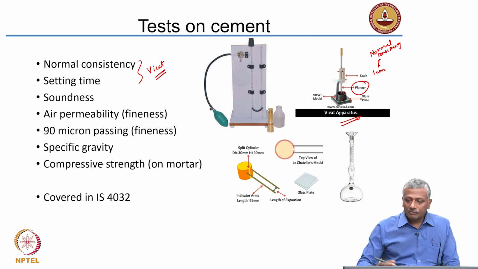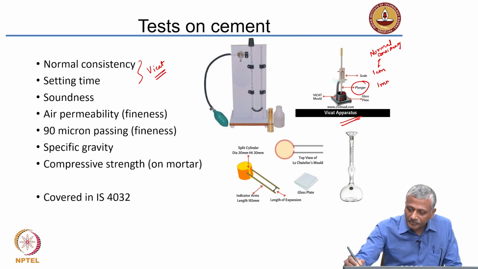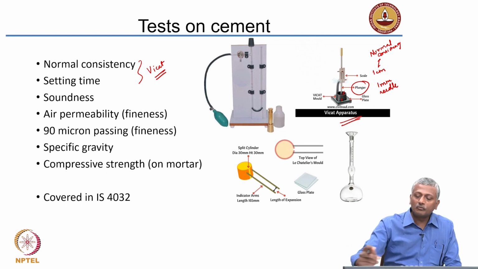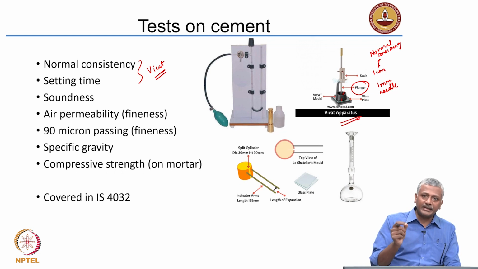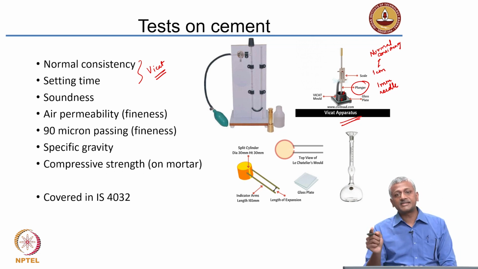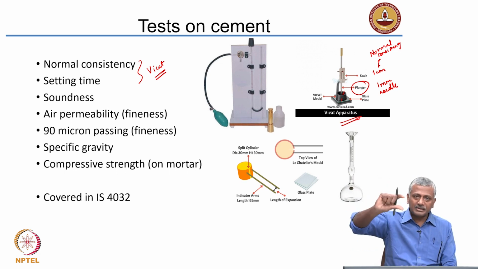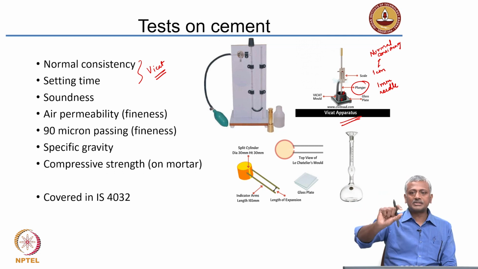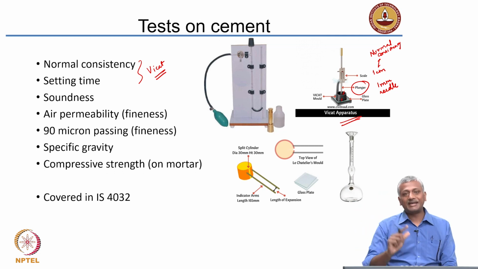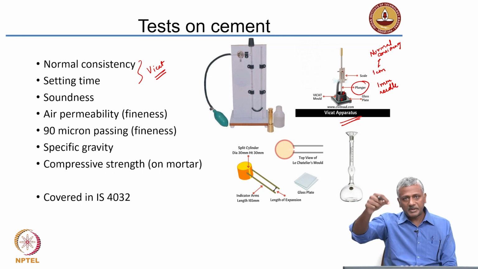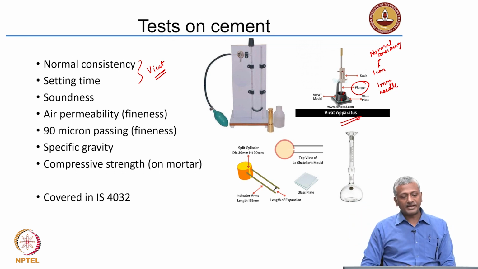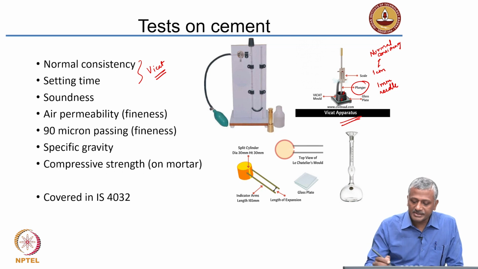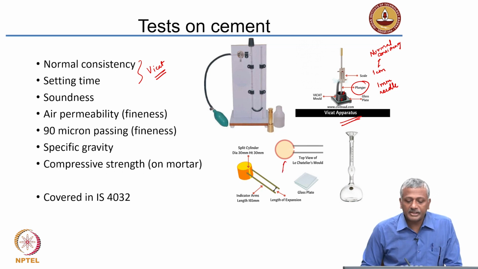Now for the initial setting, we use a penetrating needle which is 1 millimeter in diameter. For consistency, we use a plunger of 1 centimeter. For setting time, we use 1 millimeter. And this 1 millimeter needle basically penetrates the cement paste up to a distance of 5 to 7 millimeters from the bottom. That's called initial set, and the point at which it does not penetrate the top at all, that's called final set.